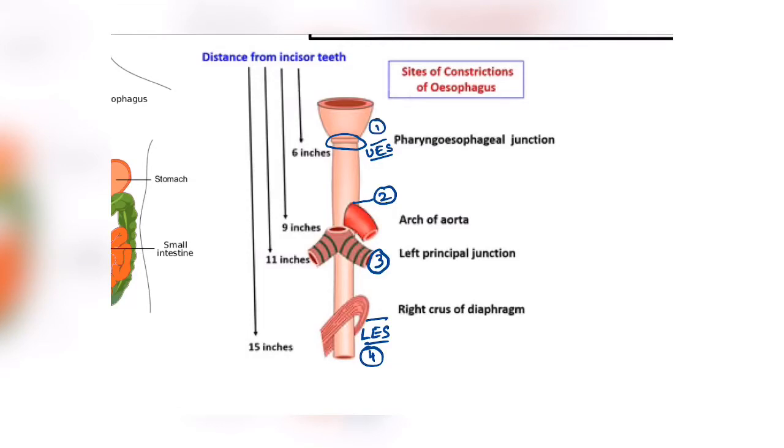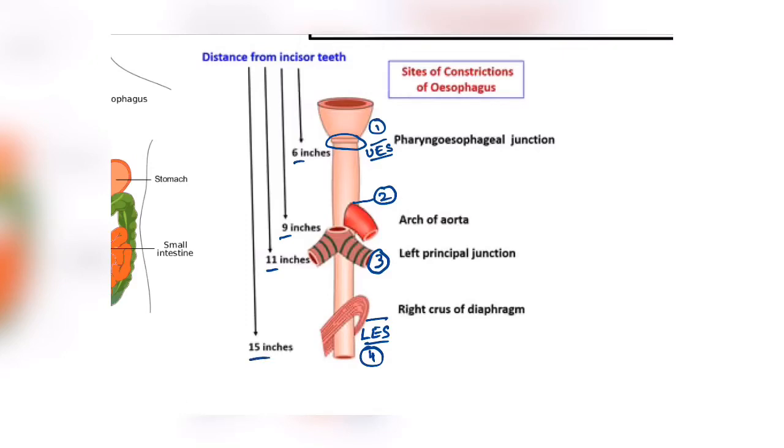Another point which is mostly asked in the MCQs is the distance from the incisor teeth. Each of these constrictions has its individual distance from the incisor teeth. We have to remember 4 main numbers, that is 6, 9, 11 and 15.